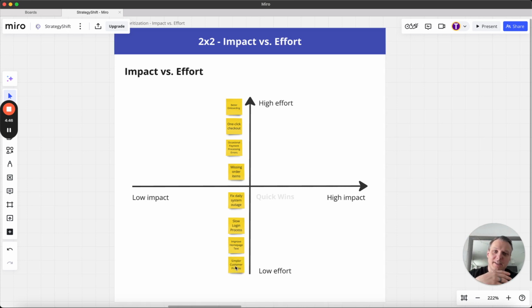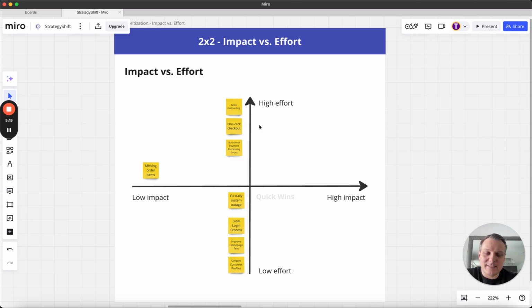Once you've organized them according to the effort, and you understand how difficult each of them is to do, you can move them around on the impact. So what impact does each of these problems have on the customer? In this case, missing order items, how often does it happen? Maybe it happens once a month and it's not that much of an impact. Maybe you can't even address it yourself, so maybe it's low impact and you want to move it down here. The one-click checkout, it's difficult to do.